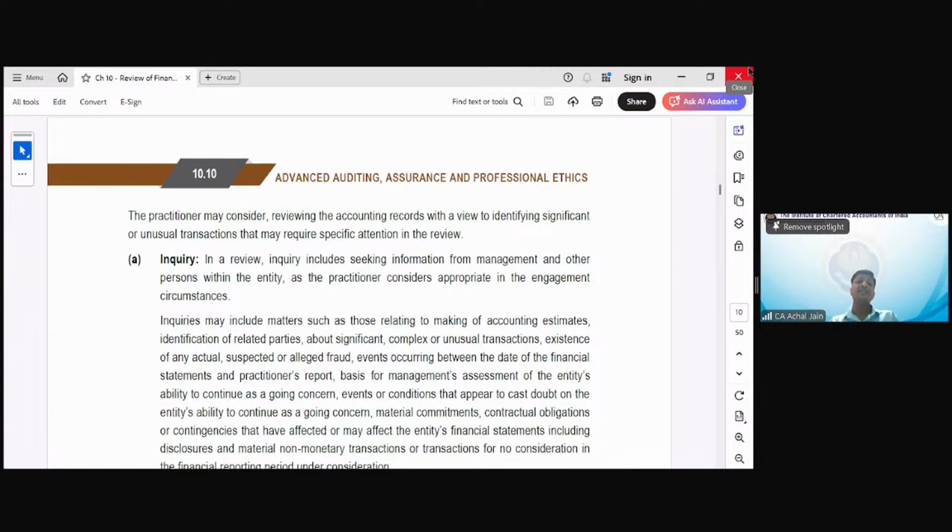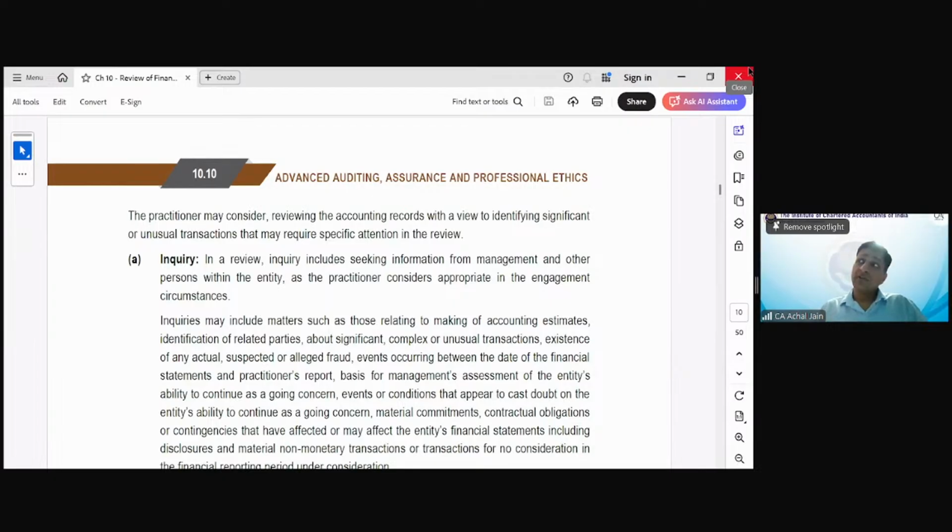In fact, we have already talked about it: reasonable assurance, limited assurance. So assurance is there. Yes or no? Assurance is there. The only thing is its level is gone down. Clear? Everyone clear? Yeah, everyone clear now? Yes.